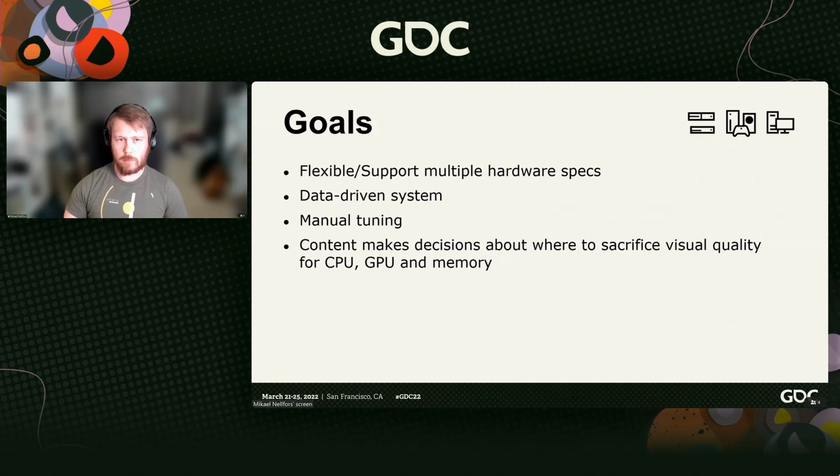One of them, we wanted content and art direction to be able to make decisions about where to sacrifice visual quality on specific platforms to get back CPU, GPU, or memory. But also because of the amount of time it takes for an automated system to get things right, to get the results that you're after, and to know what to choose versus something else. We didn't feel like we were at the place where we wanted to make that kind of choice. So we opted for manual tuning.